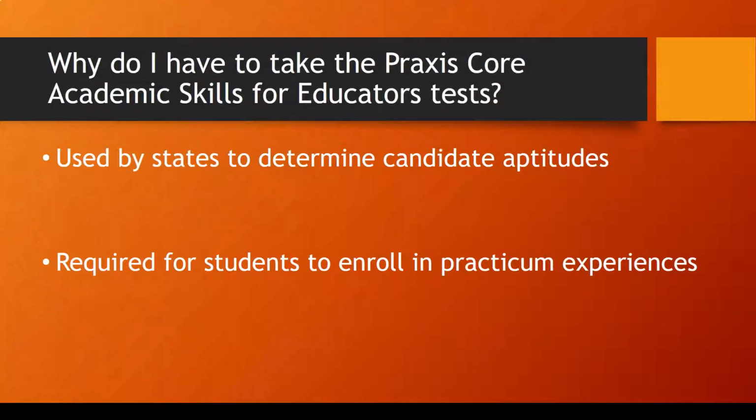So why do you have to take the Praxis Core? Praxis Core is used by many states, including Maine, to determine teacher candidates' aptitudes in mathematics, reading, and writing. Passing scores used by UMF are the same as those required by the Maine Department of Education for teacher licensure. Passing scores in the Praxis Core are required by UMF's teacher education programs in order for students to enroll in practicum, and ensures that you will meet this requirement for licensure when you graduate.